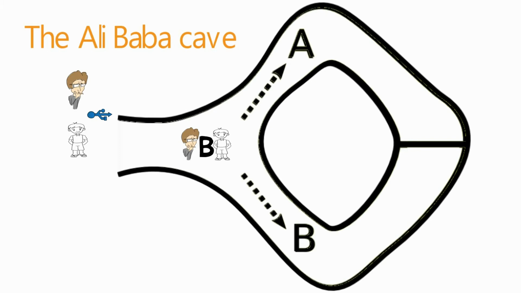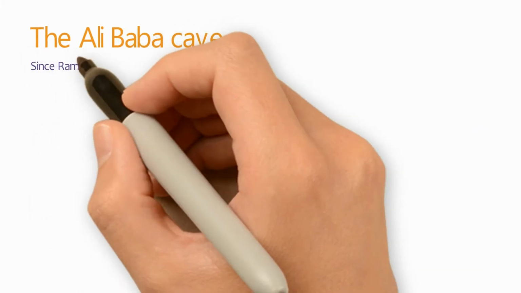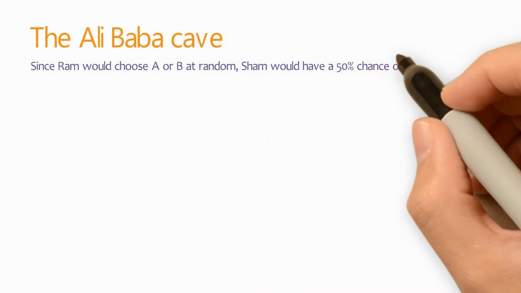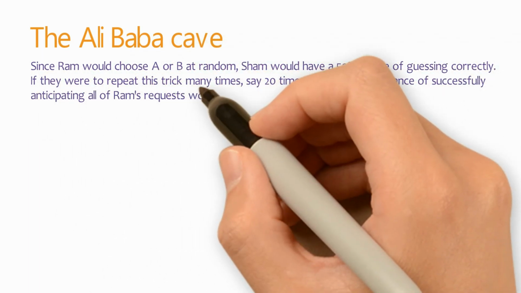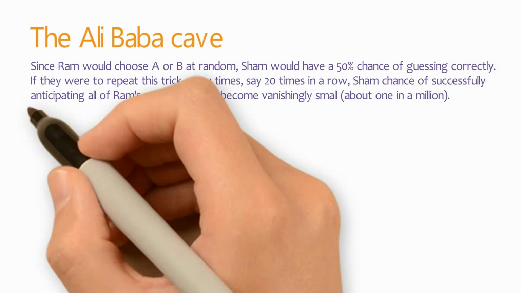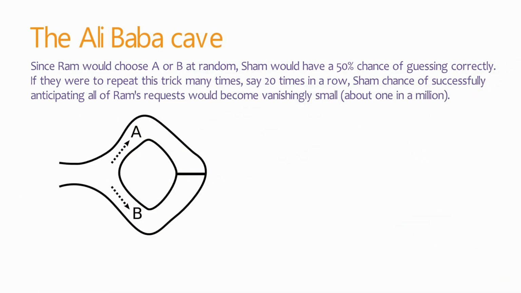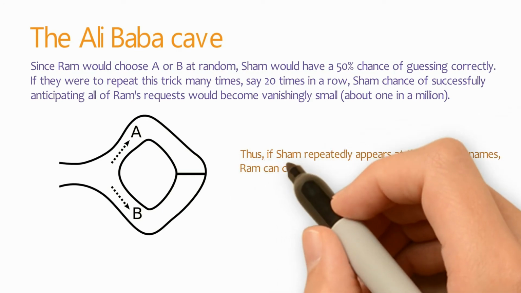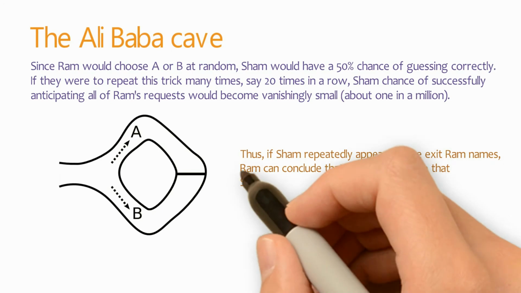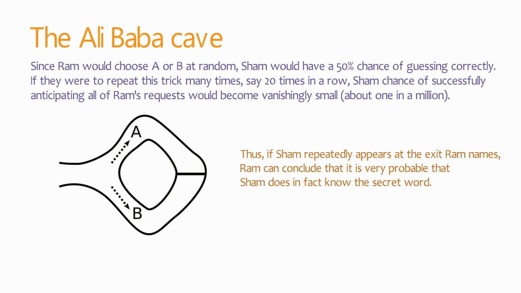Here Sham knew the secret, that's why he could convince Ram that he knows the secret. But what if Sham was lying? Since Ram would choose A or B at random, Sham would have a 50% chance of guessing correctly. If they were to repeat this trick many times, say 20 times in a row, Sham's chance of successfully anticipating all of Ram's requests would become vanishingly small, about 1 in a million. This will prove that Sham does not know the secret. Thus, if Sham repeatedly appears at the exit Ram names, Ram can conclude that it is very probable that Sham does in fact know the secret word.